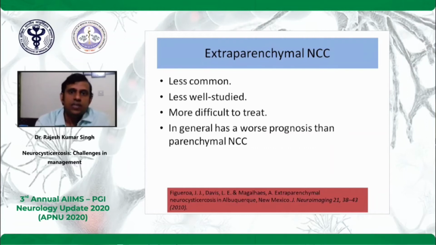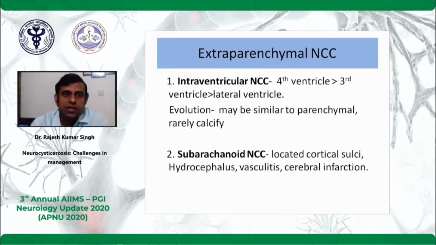So coming to extraparenchymal NCC, it is less common, less well studied, more difficult to treat, and generally has a worse prognosis than parenchymal NCC. In intraventricular NCC, the 4th ventricle is the more common site as compared to the 3rd ventricle and the lateral ventricle. And in the subarachnoid NCC, it is located in the cortical sulci, maybe basal cisterns, and as it can involve the leptomeninges, it can even cause infarct, vasculitis, and hydrocephalus.